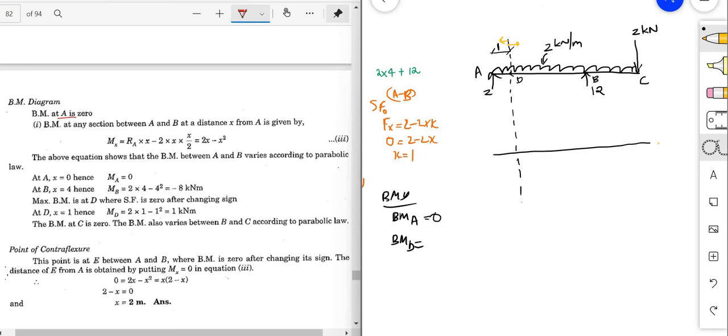So what will be the answer? From here I am taking the moment. The first force gives 2 into 1, minus the UDL, 2 into 1 into its half, that is 1 by 2. Therefore the bending moment will be 2 minus 1, that is 1 kilonewton meter. So I have got the value at D.